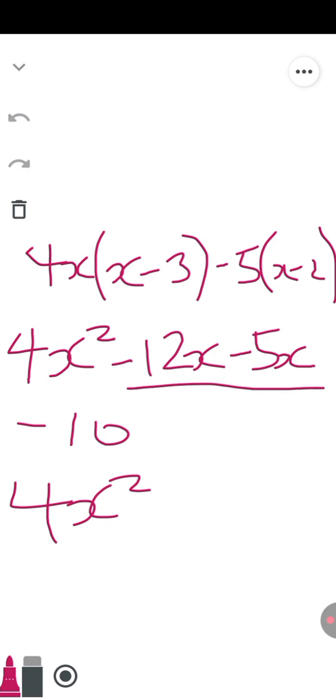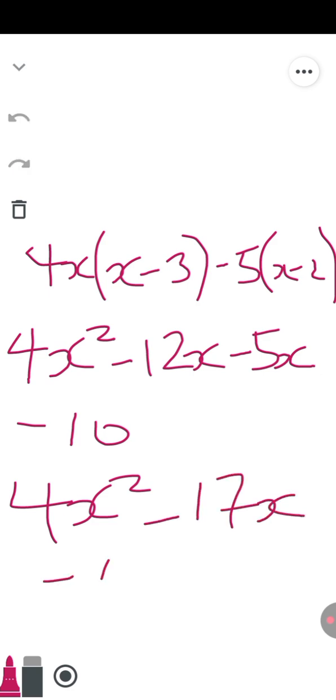So what is minus 12x minus 5x? That is minus 17x. Then minus 10. So that's that. We already removed the bracket and then simplified. Anytime you see brackets, that's the first thing you have to do: remove. Is that okay?